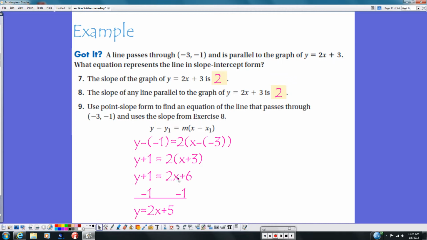3. Then we distribute, so we have our 2 to our x and our 2 to our 3, so 2x plus 6. Subtract 1 from both sides because in the directions they wanted this in slope-intercept form. So we subtract 1 from both sides, so you have y equals 2x plus 5.